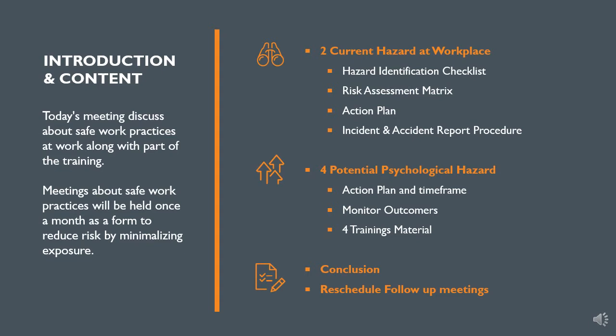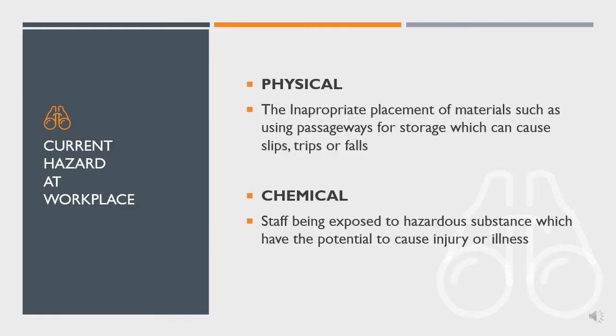I will explain two current hazards at the workplace and four potential psychological hazards. Current hazards at the workplace. Physical: the inappropriate placement of materials, such as using the passageway for storage, which can cause slips, trips, or falls. The second one is chemical: staff being exposed to hazardous substances which have the potential to cause injury or illness.